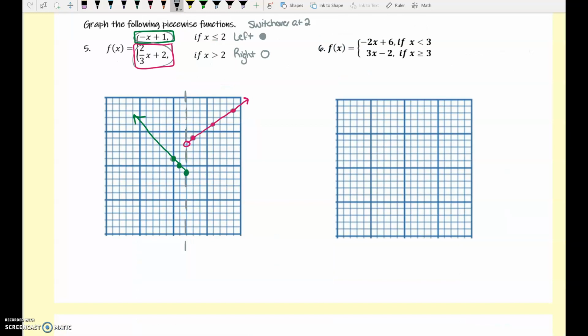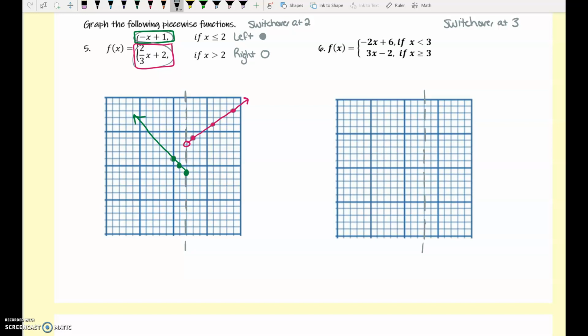Number 6, the first thing I want you to think about is where is the switchover line? The switchover is at 3. So I go to 3 on the x-axis and draw in a vertical line. I draw it dashed just because that line doesn't have to be there. It's really just a visual cue for us that helps us when we're graphing. It doesn't have to be there.